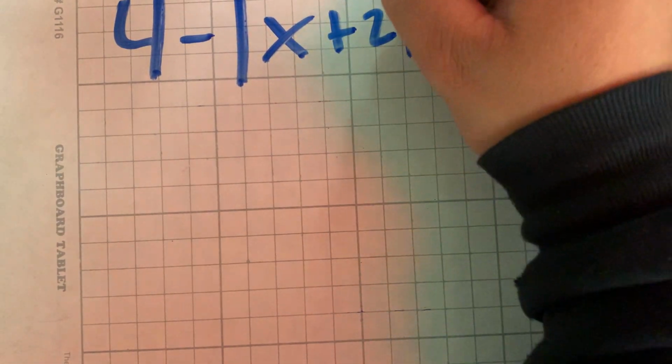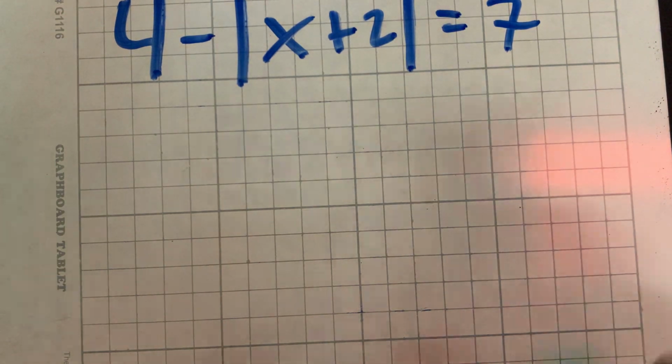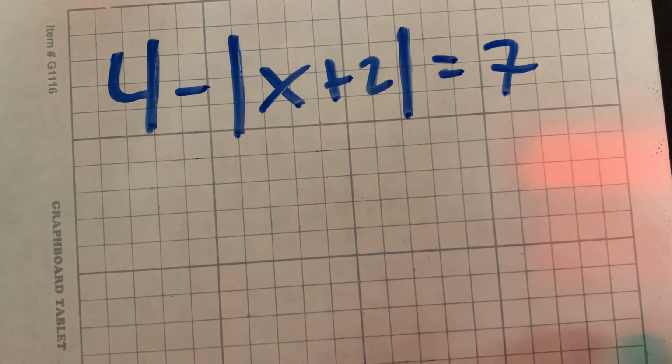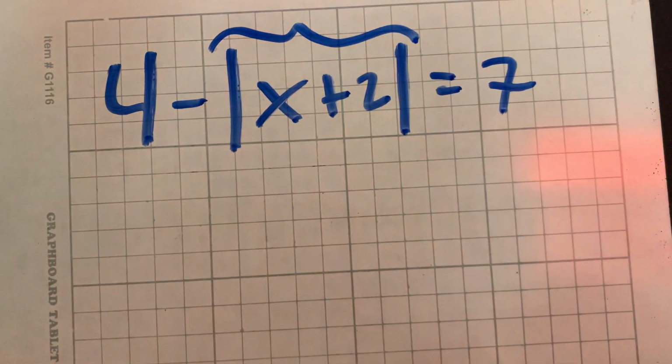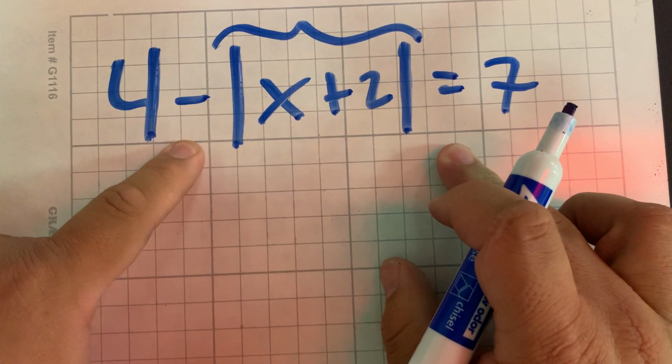I know that we said it was going to be the last problem, but I still want to just briefly talk about a problem like this. So here we have 4 minus the absolute value of x plus 2 equals 7. All I'm going to do with this problem is isolate it. We're not going to go through this, so we're just going to isolate it. So our first step, again, is to get the absolute value by itself. You have 4 minus the absolute value.